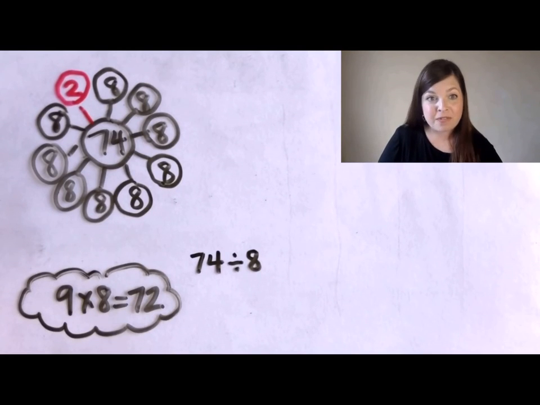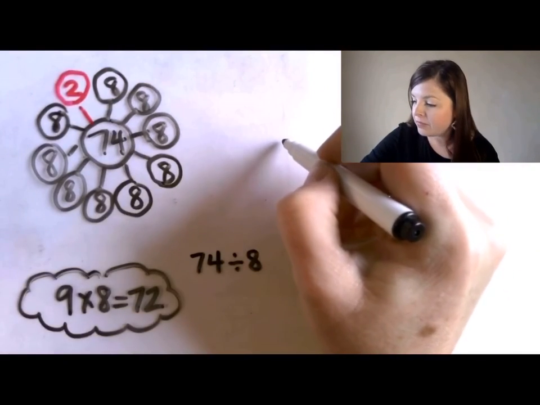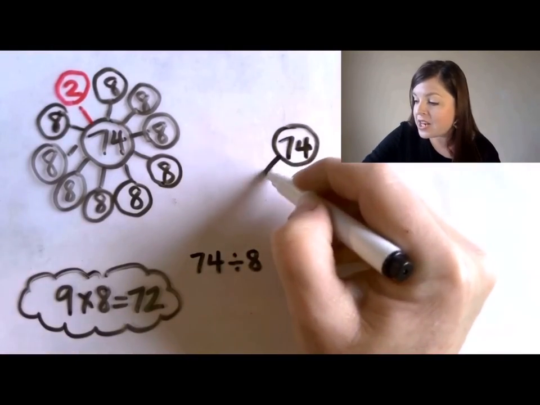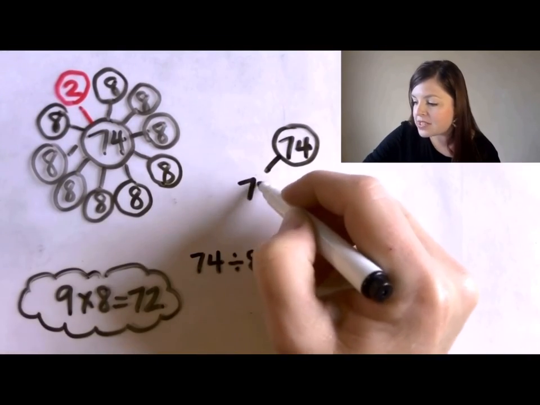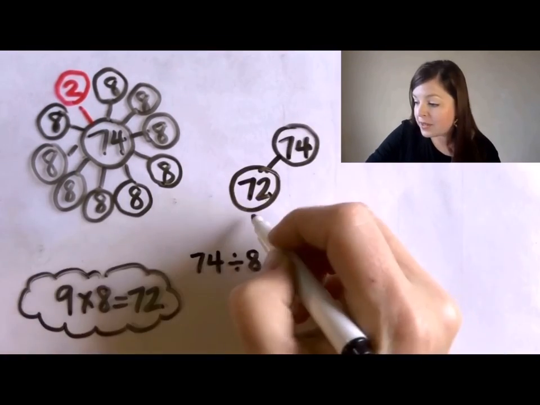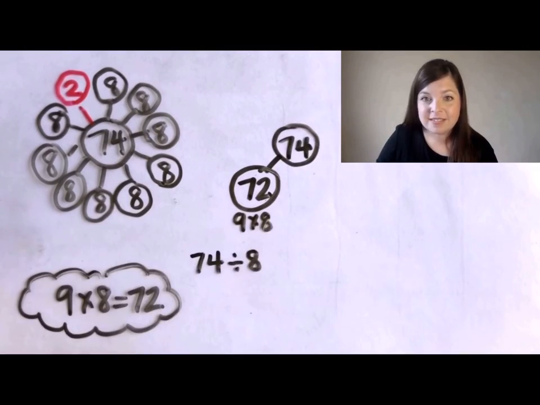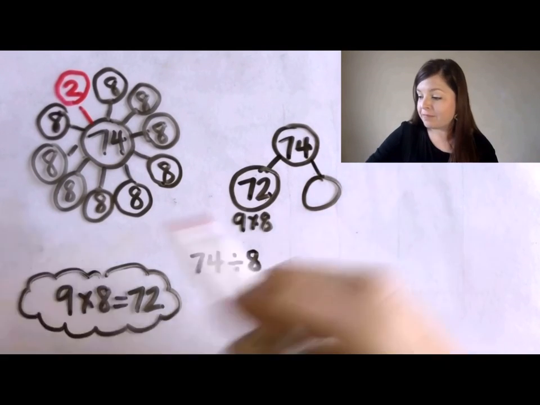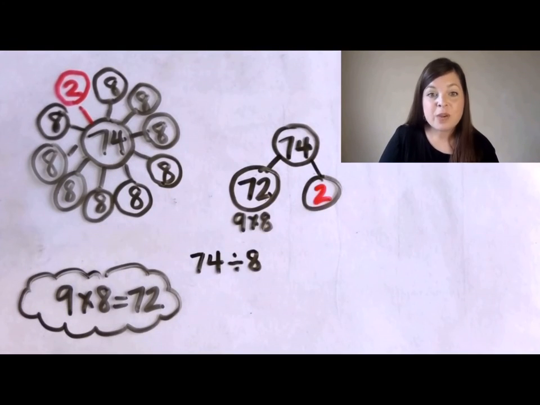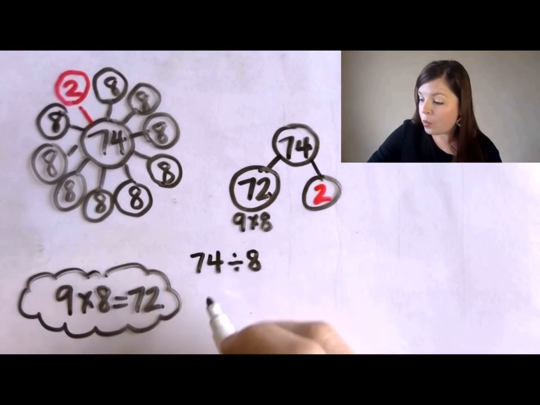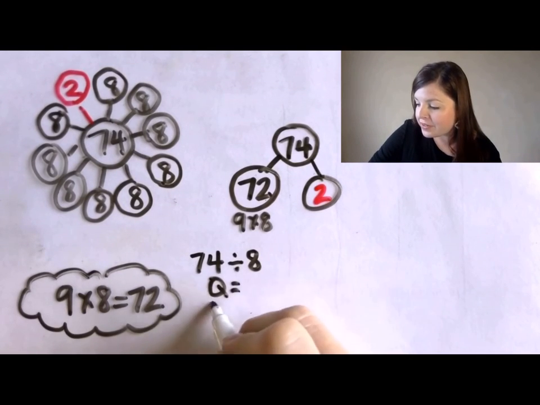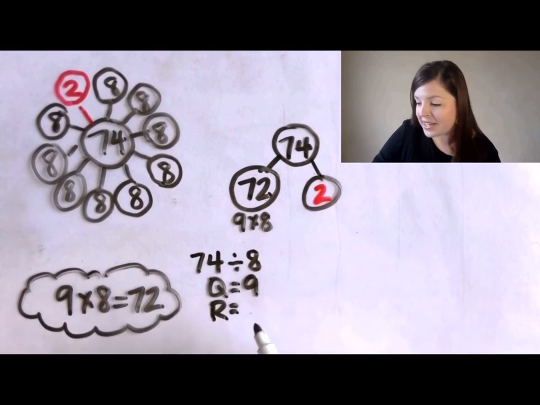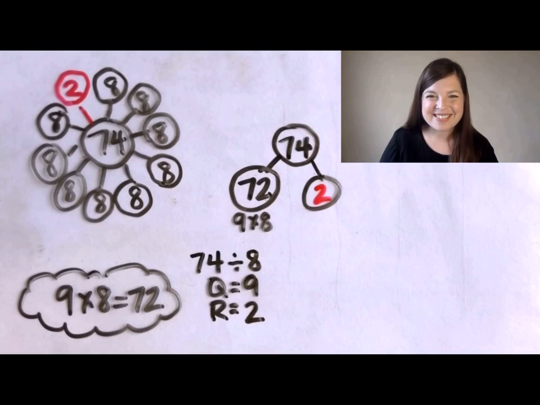We can show that thinking more efficiently like this. 74 is the whole amount that we're dividing, and since I know my basic facts, I can pull out 72 all at once because I know that's 9 groups of 8, and then I know that I'll still have 2 remaining. So if we have 74 divided by 8, what's the quotient and what's the remainder? The quotient is 9 and the remainder is 2. Nice work.